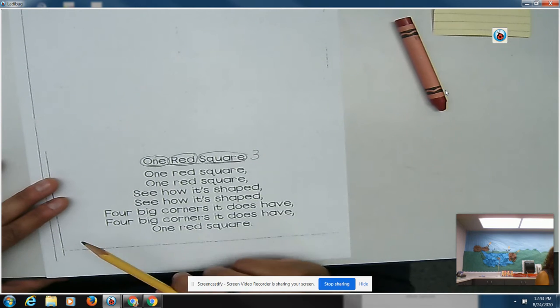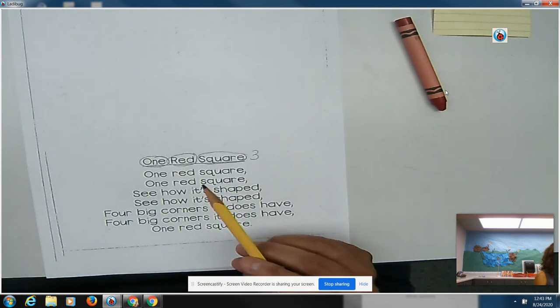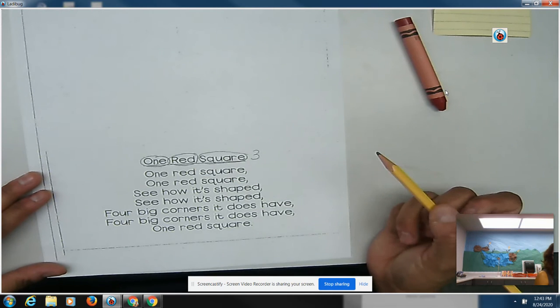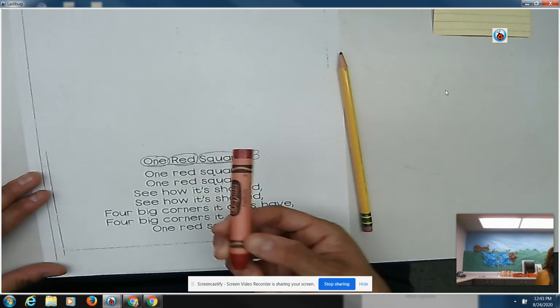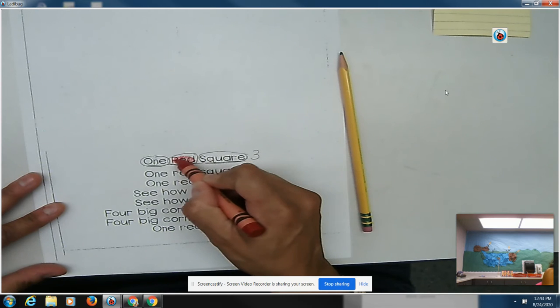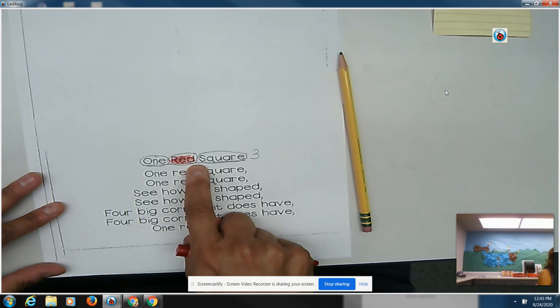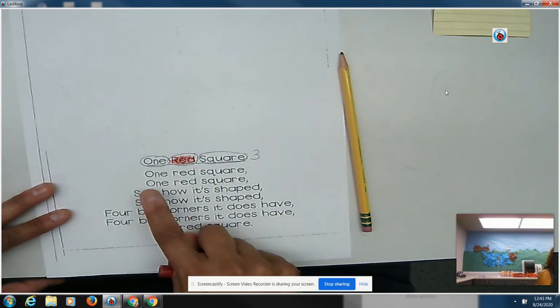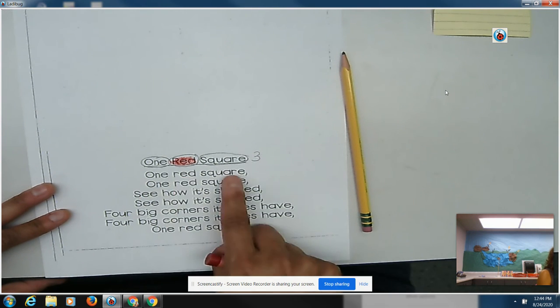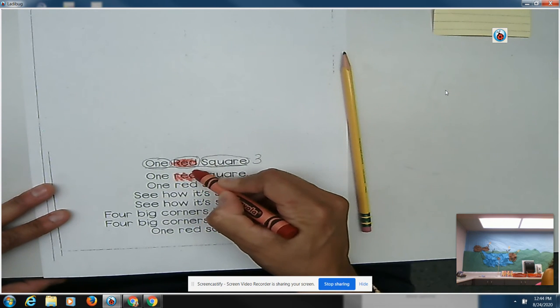Then we come down to the actual poem and we try to find all the words that say red. With your red crayon, we are going to color them in. I'm going to color this one because this says red. Remember it said one red square, so this is actually red. We're going to color that in as well.